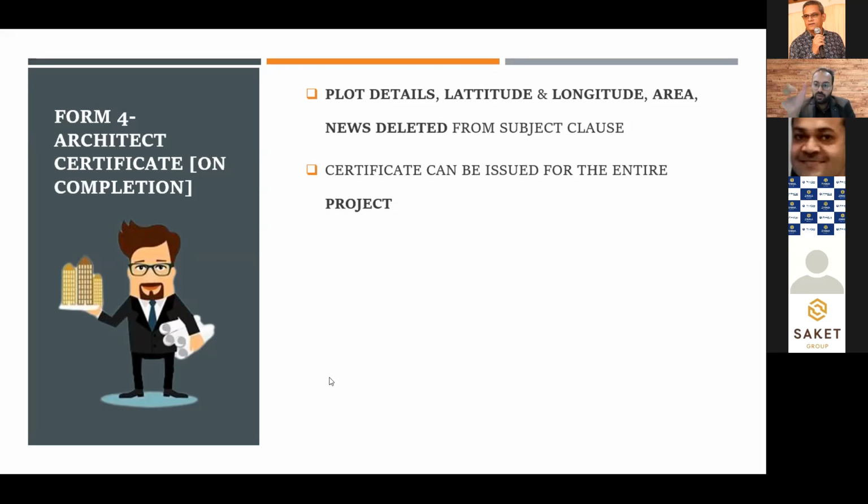Yes, so we have to give OC details. They have given a table and there you have to mention the layout, building or wing number. If OC is received for the entire layout, then they have to mention those details. Otherwise, if it is building-wise, in the table we... No, but Form 4 cannot be given. Suppose OC is received only for 2 buildings, then this cannot be issued. No, it cannot be issued. It is for the entire project.